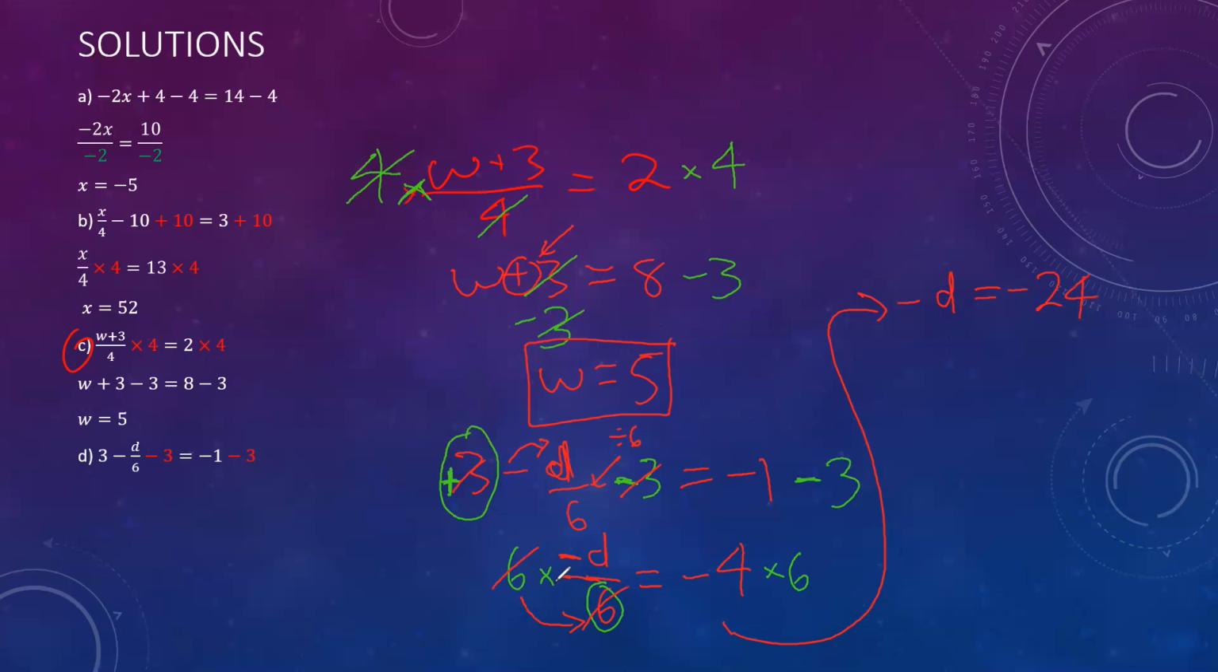So you have negative d is equal to negative 24. So you have to think to yourself, all right, well, I kind of have my answer, but not really. The question wasn't asking me what is negative d equal to. It's asking me what is d equal to. So I still haven't given the full answer.